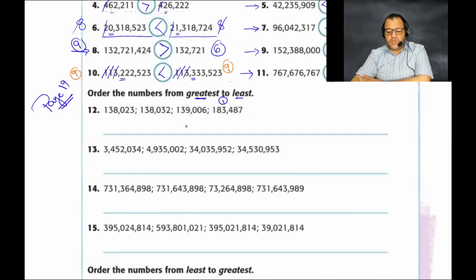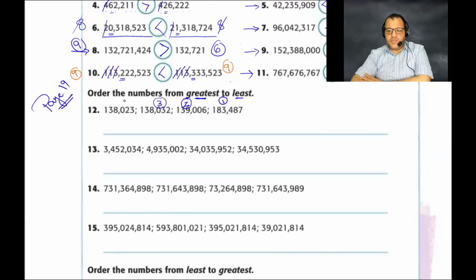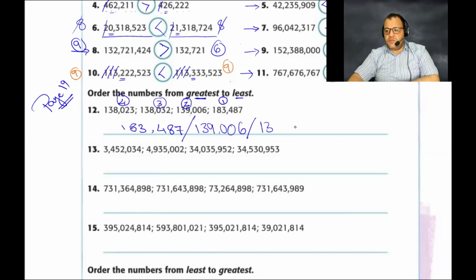So that will be the greatest number. Okay, that's number one. The next one is 139,006. That is the second number. The third one is 138,032. That is the third one. Okay, number four? That's the last one. So the order of the numbers will be 183,487, that is the first one. The second will be 139,006. The third one will be 138,032. The last one will be 138,023. Any problem for this question? No. Okay, just 1 minute.